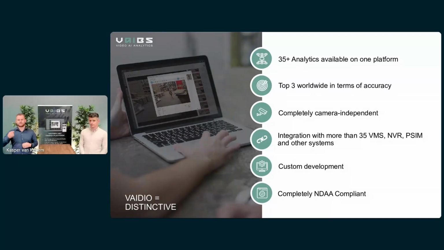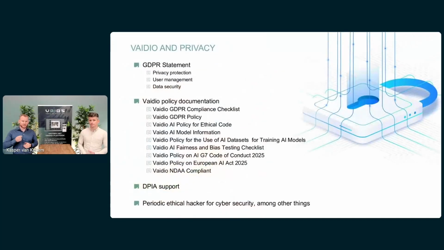Important to know, we also do custom development, because it's very likely within large organizations that we have a solution, an algorithm which works for 80% of your use cases, but maybe for 10 or 20% we don't. We can develop it quickly to make the system completely working and get close to the 100% you're looking for. And of course, we wouldn't serve critical infrastructure if we weren't NDAA compliant. And that's a really important one.